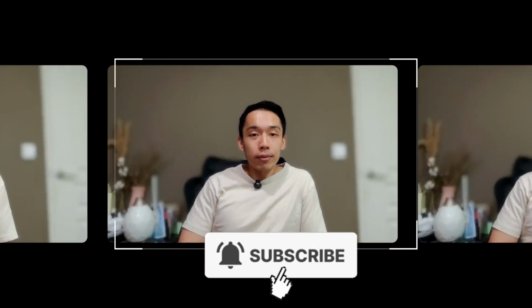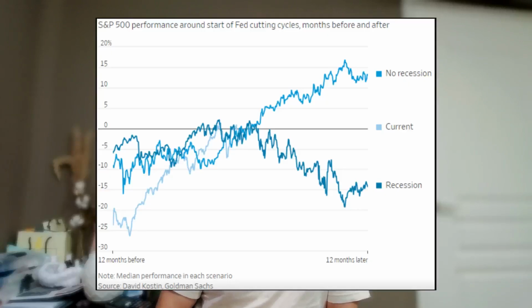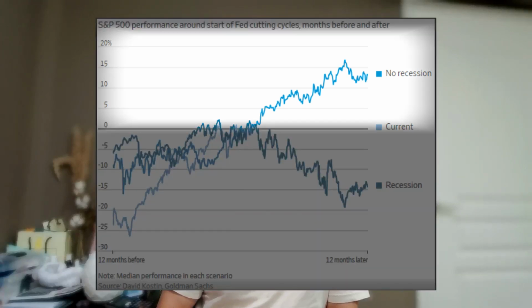Now, let's dive in. To better illustrate what I was referring to, let me show you a chart by Goldman, which showcases how the S&P 500 typically behaves around Fed rate cutting cycles. It splits into two scenarios. At the top, rate cuts with no recession.